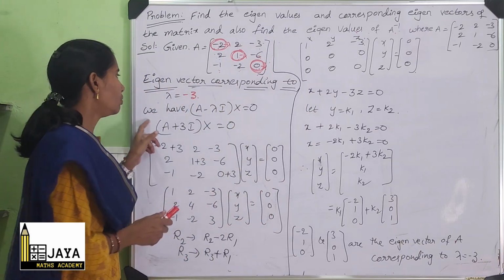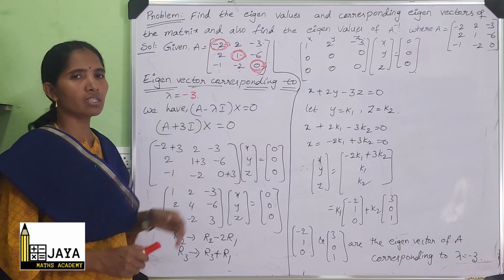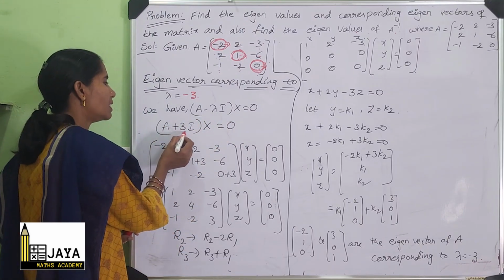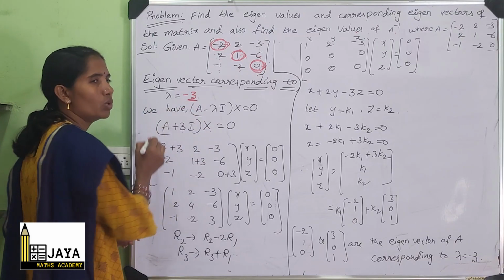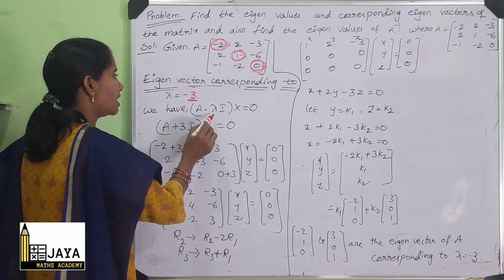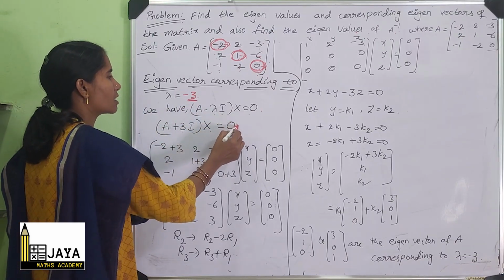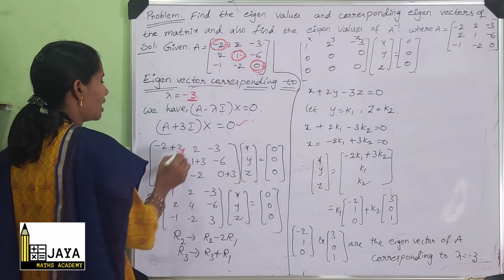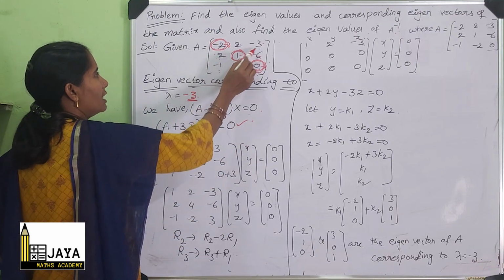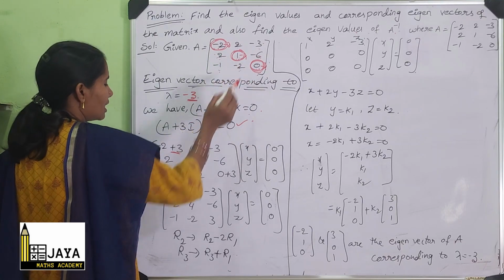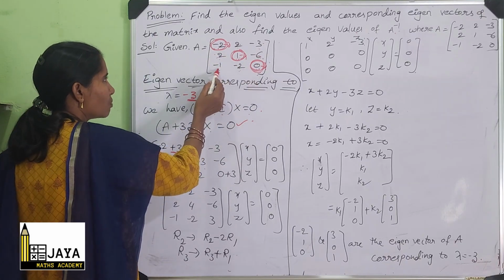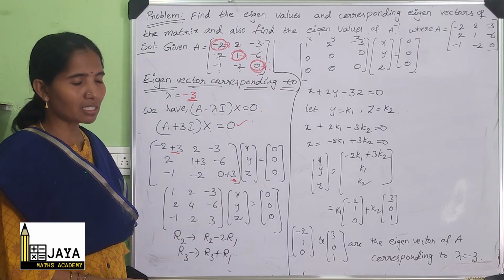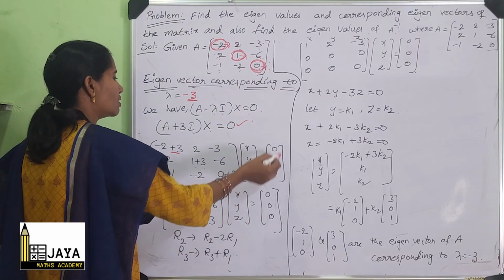So here we have A minus lambda I into x is equal to 0. The same procedure we are continuing. A plus 3I into x. Here we are having lambda is equal to minus 3. Substitute here A plus 3I into x is equal to 0. How can we write? Minus 2 minus lambda, so plus 3. 2 minus 3, 2, 1 minus lambda, that is 1 plus 3, minus 6, minus 1, minus 2, 0 plus lambda, 0 minus lambda, 0 plus 3 into xyz is equal to 0, 0, 0.